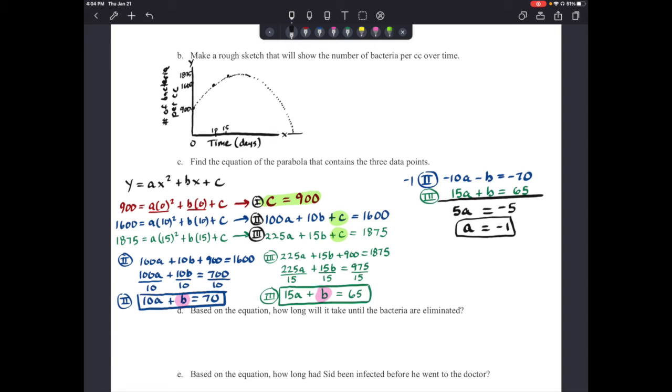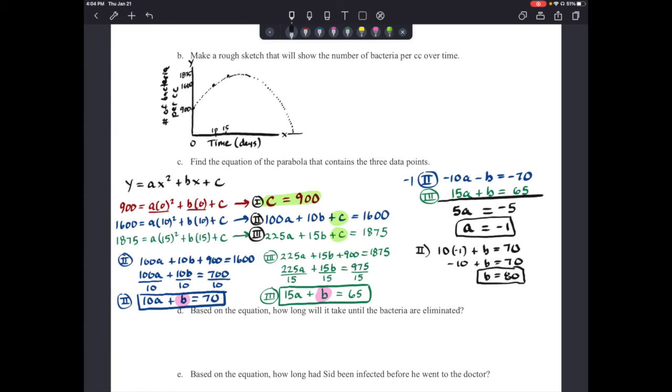Let's take that and plug it back in. We'll just plug it into equation 2. This is equation 2 I'm using, just so you're aware. We've got 10 times negative 1 plus b equals 70. That's negative 10 plus b equals 70, so we add 10 to get b equals 80.